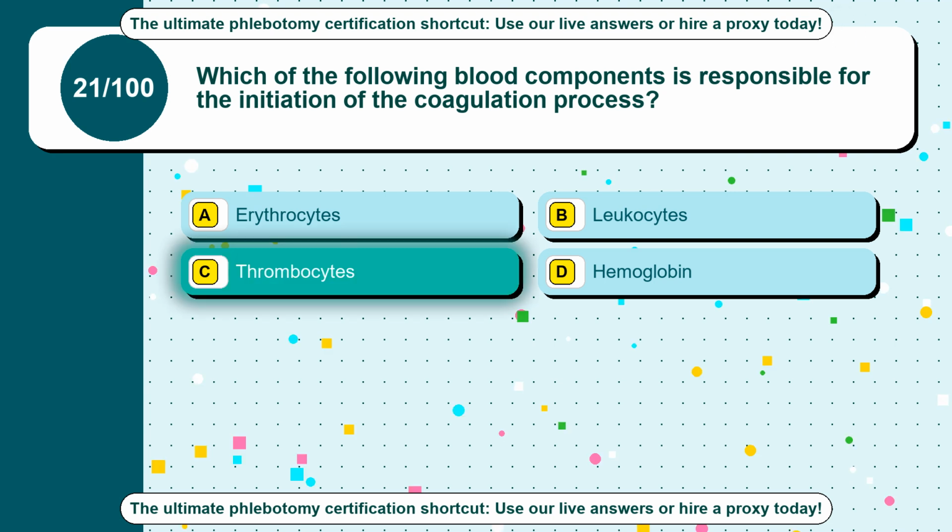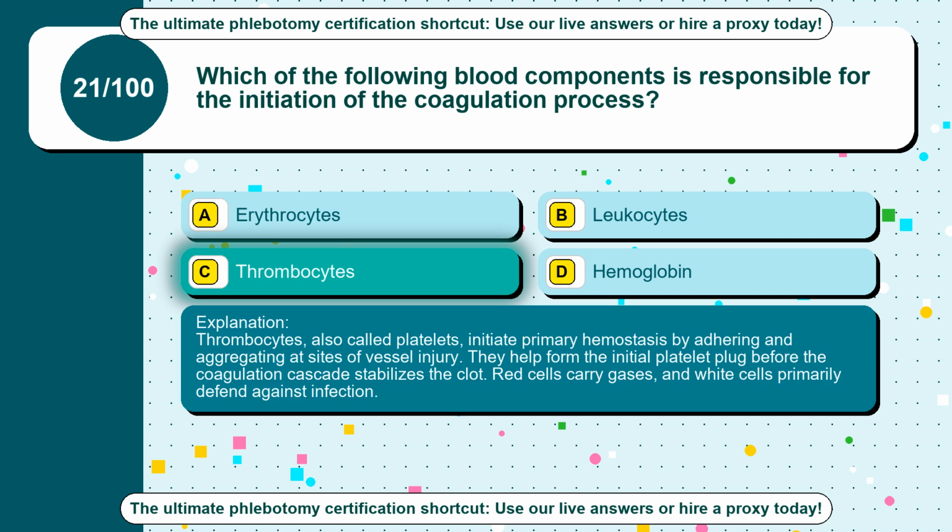The correct answer is option C, thrombocytes. Thrombocytes, also called platelets, initiate primary hemostasis by adhering and aggregating at sites of vessel injury. They help form the initial platelet plug before the coagulation cascade stabilizes the clot. Red cells carry gases, and white cells primarily defend against infection.